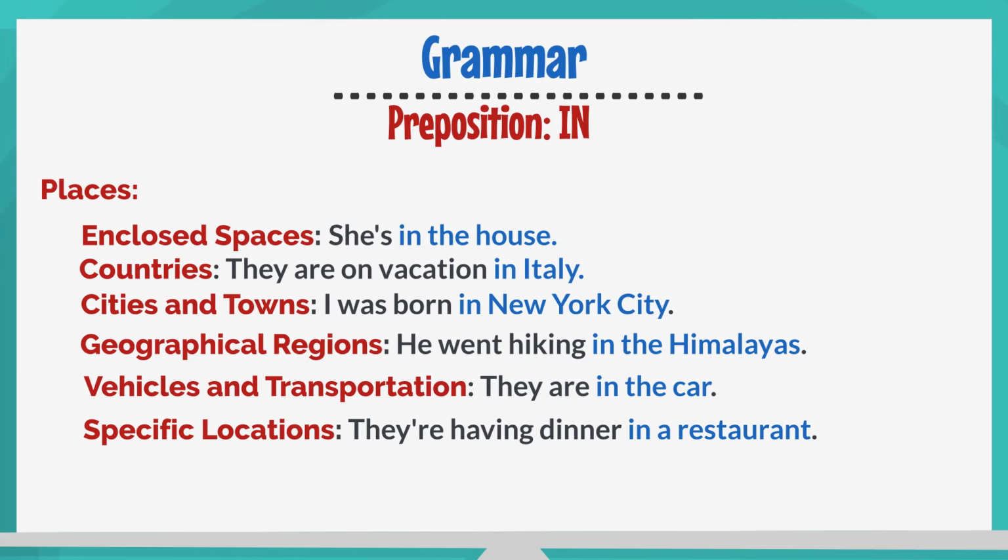In is used with the names of cities and towns. For example, I was born in New York City. In can be used with some geographical regions. For example, he went hiking in the Himalayas. In is used for being inside vehicles. For example, they are in the car. In is used when referring to specific places like parks, theaters, or restaurants. For example, they're having dinner in a restaurant.